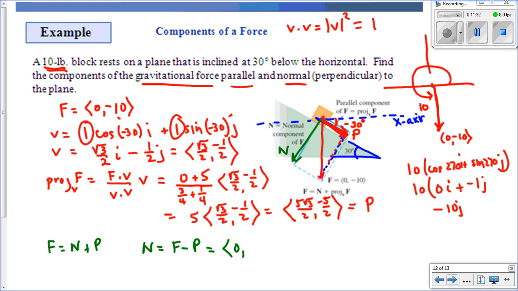which is 0, negative 10, minus 5 times the square root of 3 over 2, negative 5/2. So that gives negative 5 times the square root of 3 over 2, and then negative 10, which is negative 20/2, plus 5/2, which will be negative 15/2.